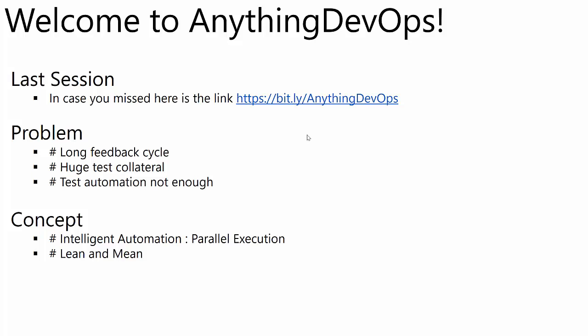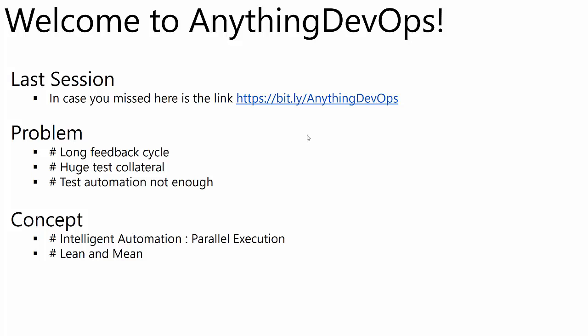Today, we're going to take one more topic around the same theme, which will be about distribution of tests. But before we go there, let's look at the real problem. The problem is that the test feedback cycle is long. The bigger the test collateral, the more time it takes for you to get any real quality signal. And as we mentioned in the last episode, test automation is not enough. We need to have intelligent automation. So today we're going to cover one more aspect of that, which is parallel execution. Parallel execution essentially is about divide and conquer.